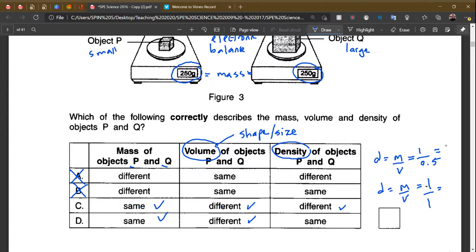the density, is not gonna be the same. It's gonna be different. Unless the mass is the same, the volume is the same, then the density will be the same. But since in this case the mass and the volume is different, the density will also be different. Therefore, the answer is C.